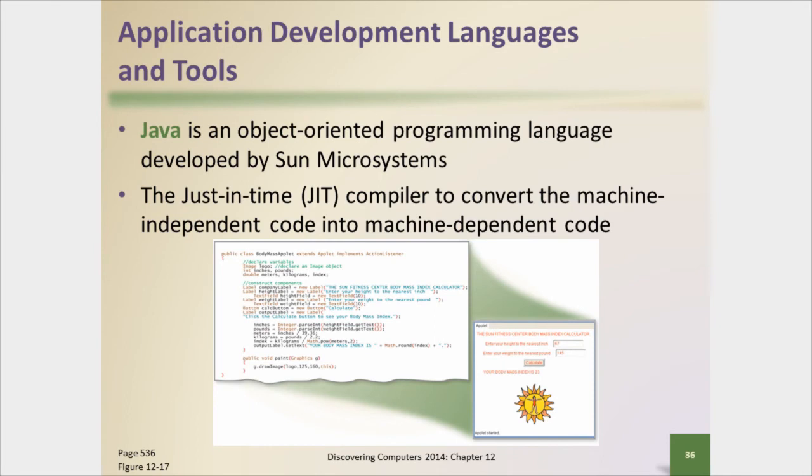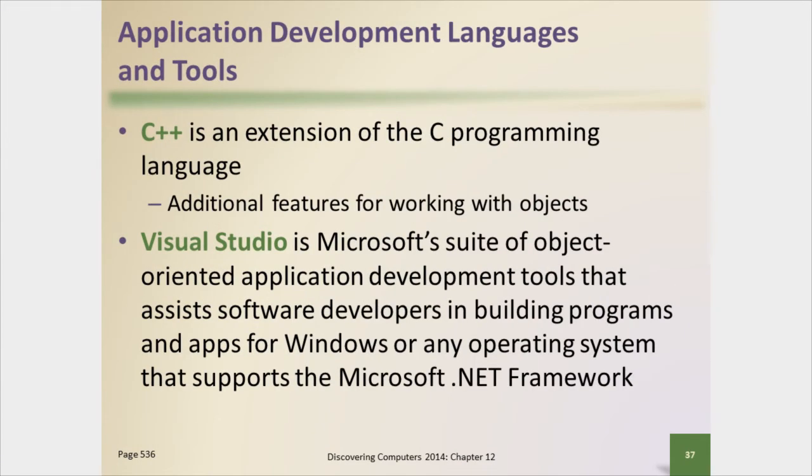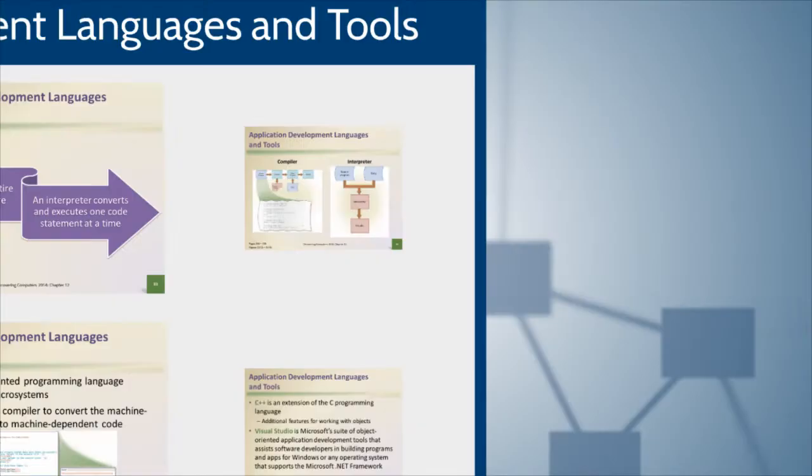Java is an example of an object-oriented programming language. It was developed by Sun Microsystems. It uses a just-in-time compiler to be able to convert the machine-independent code into machine-dependent code. C++ is another example of an object-oriented programming language. It's an extension of C, and it simply contains additional features for being able to work with objects. Visual Studio is Microsoft's suite of object-oriented applications development tools, and it's an integrated development environment that allows you to develop all kinds of applications in a graphical environment.